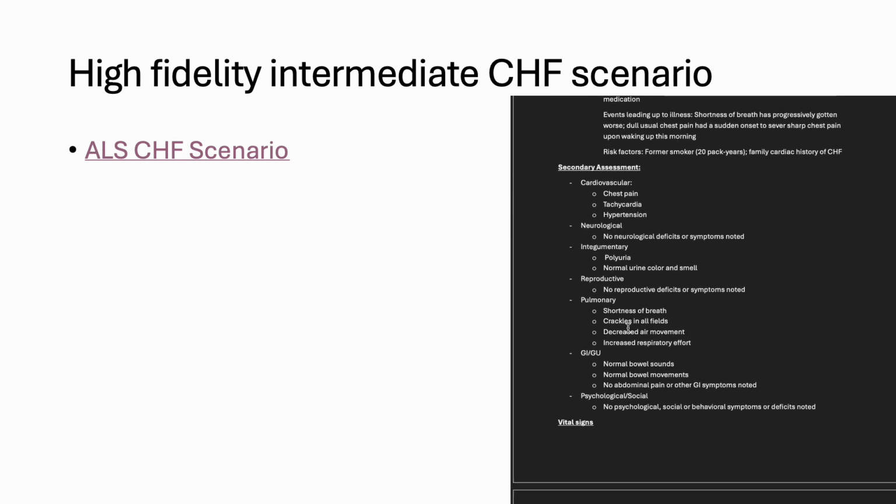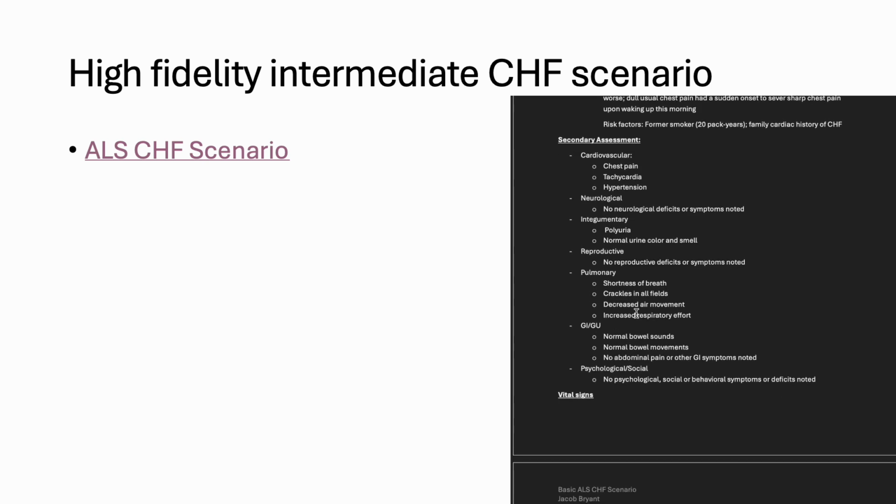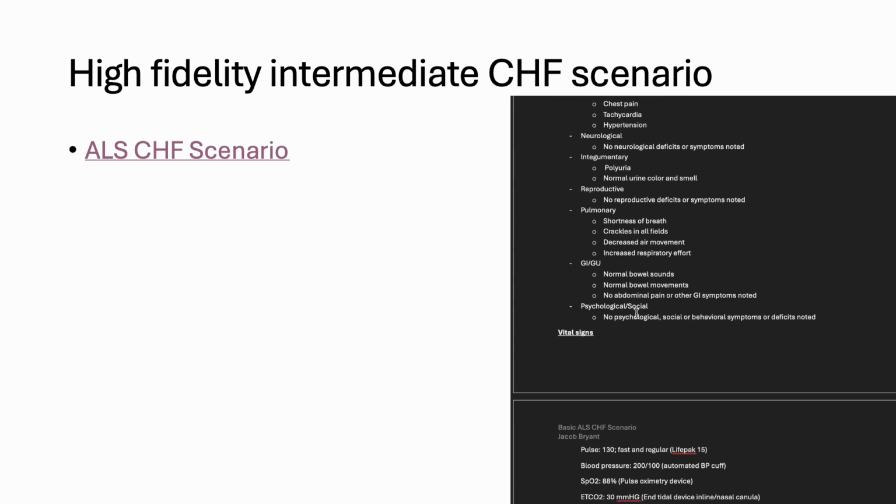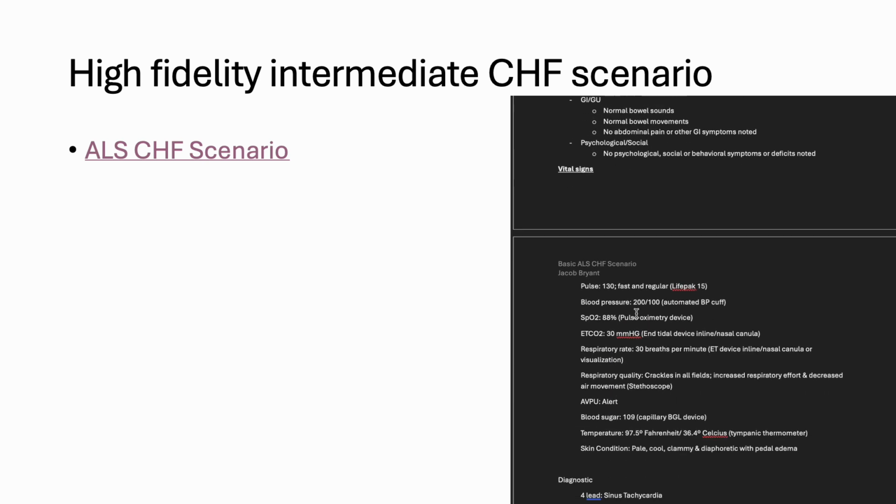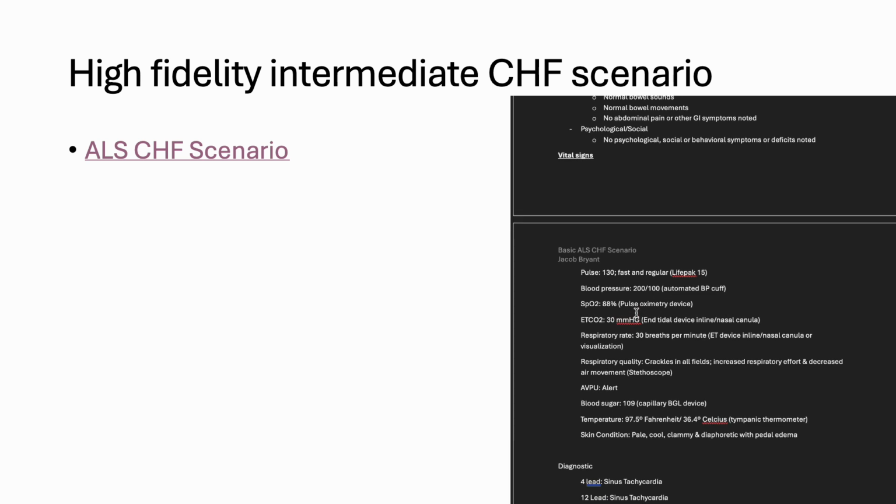For pulmonary, shortness of breath, crackles in all fields, decreased air movement, increased respiratory effort. And then quickly going through the vitals, he has a pulse of 130, that if you look at the bottom here is sinus tach. Blood pressure 200 over 100, SpO2 88%, end tidal of 30, respiratory rate 30 times per minute.